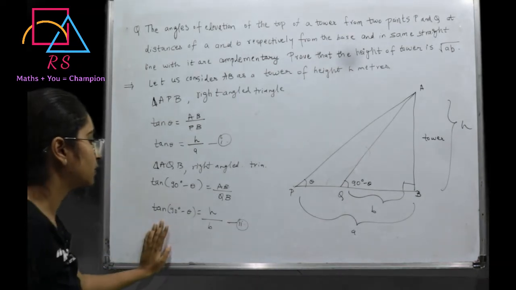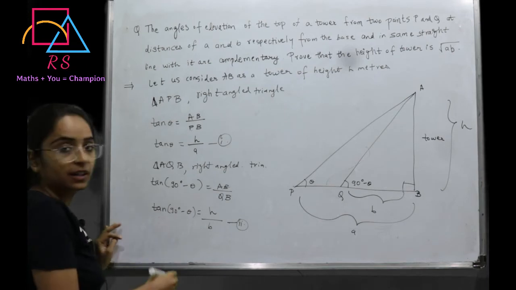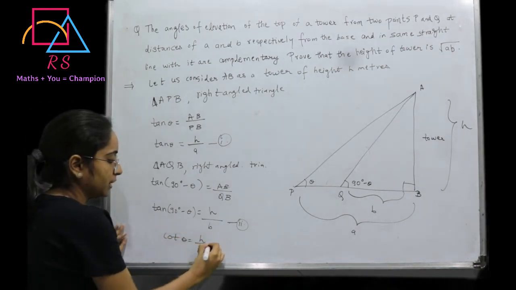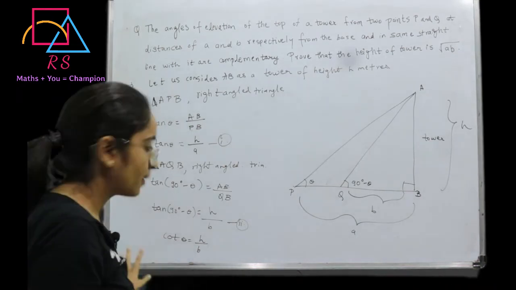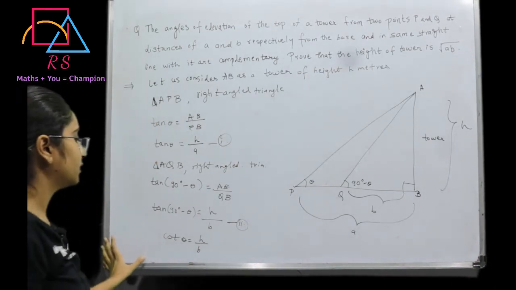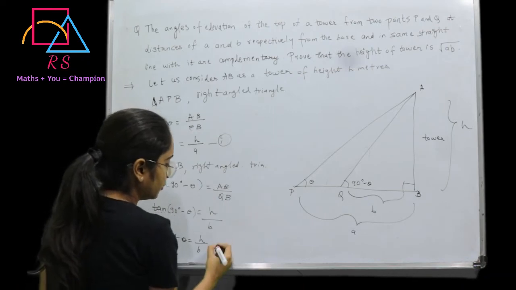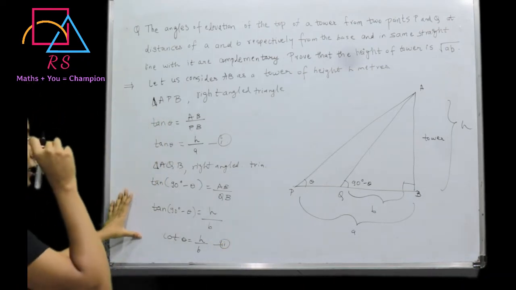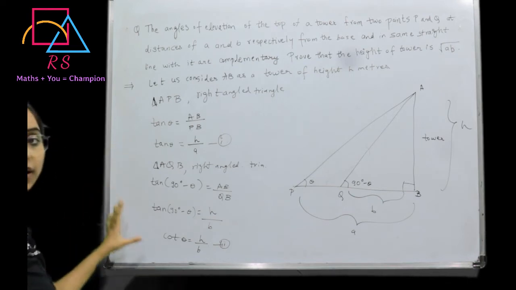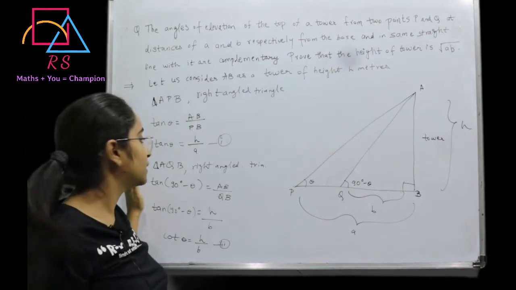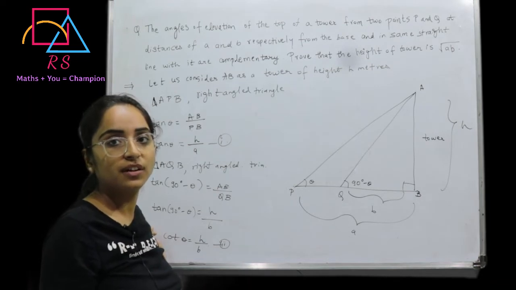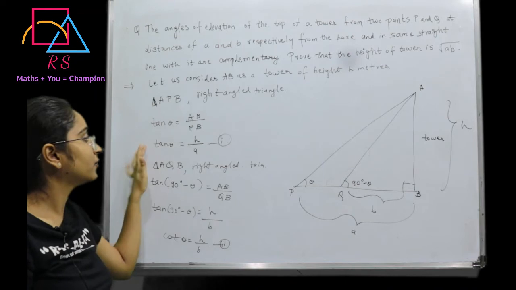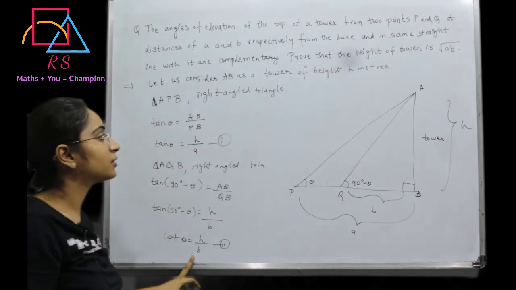Now here, we know that tan of 90 degree minus theta, if I simplify, is cot theta, which equals H upon B. So I get the two equations, and I have to first simplify tan theta and cot theta. I know that tan theta and cot theta are reciprocal functions, and multiplying them I will get 1. So I can find the value of H by multiplying the two equations.